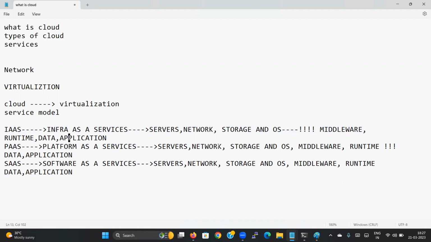So these are the services that are provided by your cloud service providers. Do you have any doubts in this? Do you want to ask me any questions?